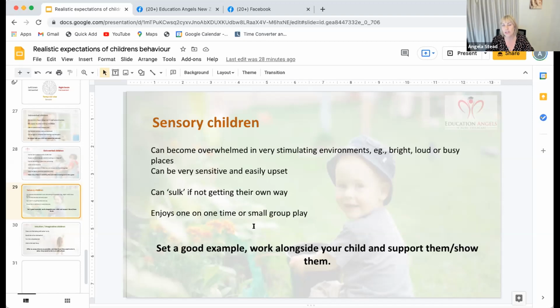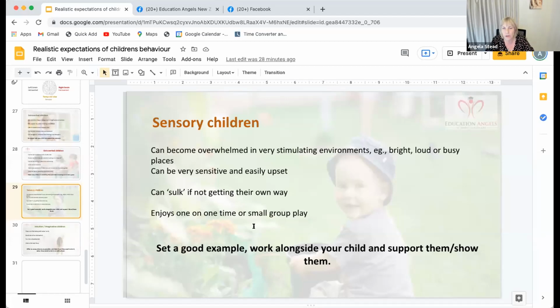They can often sulk if they're not getting their own way, and they can sulk forever. And that's because they're quite comfortable with being with themselves, and they won't necessarily always put up a fight for what they want. Some children will persist until they get what they want, whereas more sensory children are more likely to sulk about it and go quiet until they can work through the emotion and then come back through the other side.